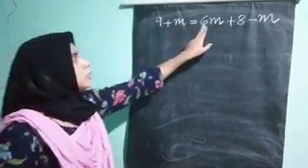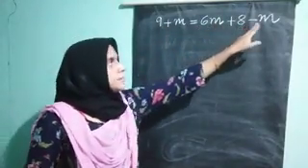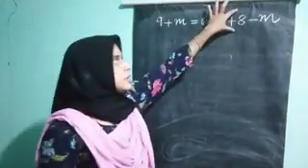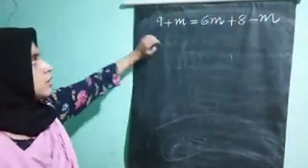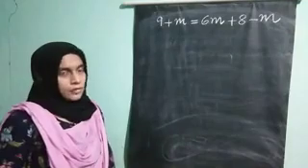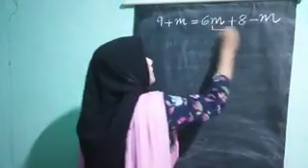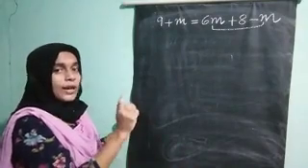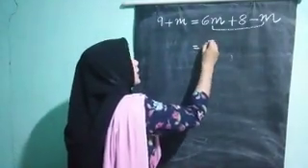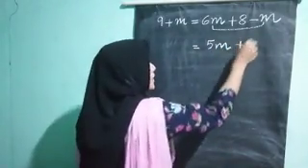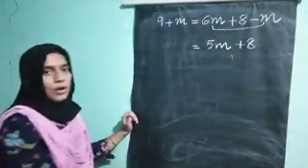9 plus m equal to 6m plus 8 minus m. So m is on this side and also on this side. Okay. So I am going to solve 6m minus m on that side itself. So 6m minus m. 6m minus 1m, that is 5m. Okay. Plus 8. Is that clear?